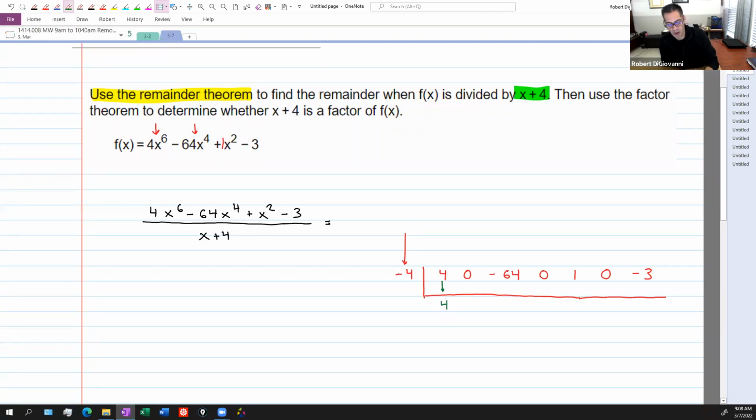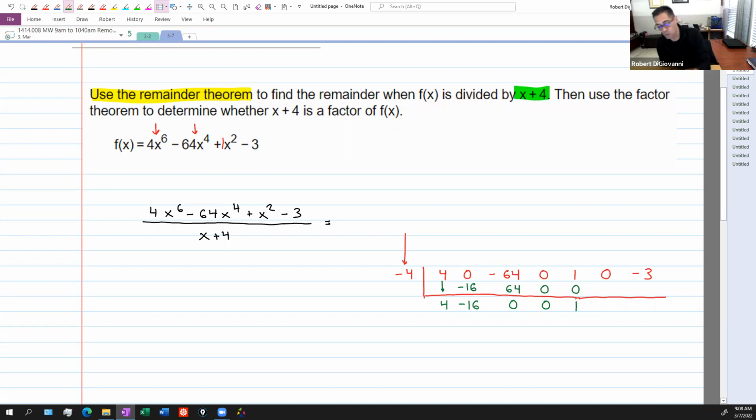We're going to multiply -4 times +4. That's going to be -16. We add down, we get -16. And then we multiply -4 times -16, which should be +64. We add down again, we get 0. -4 times 0 is 0. We add down, get 0 again. -4 times 0 is 0. Add down, we get 1.